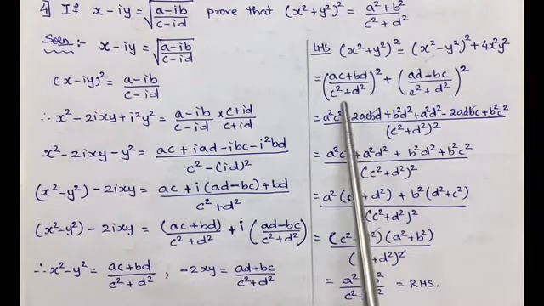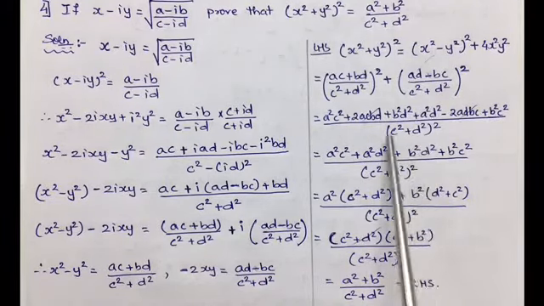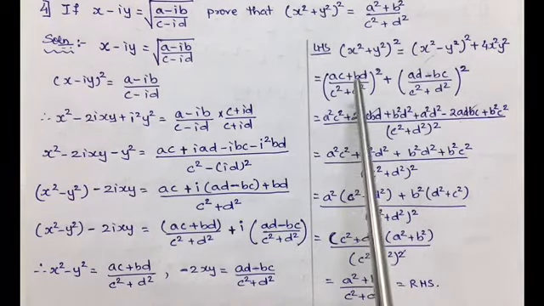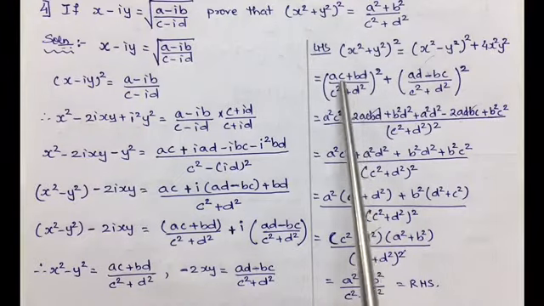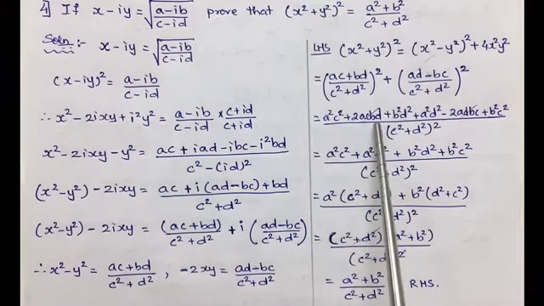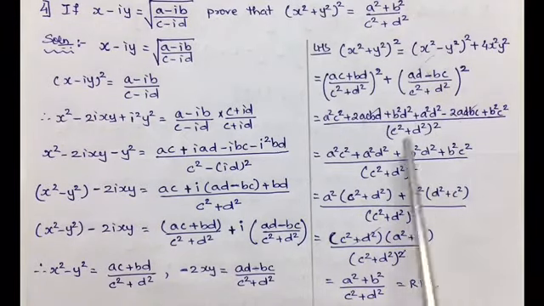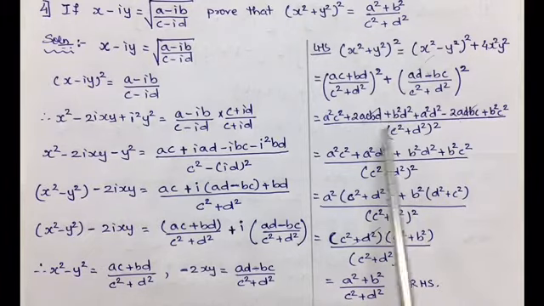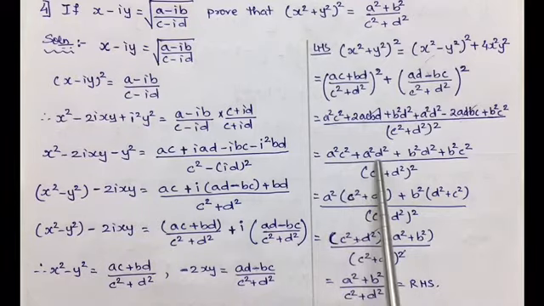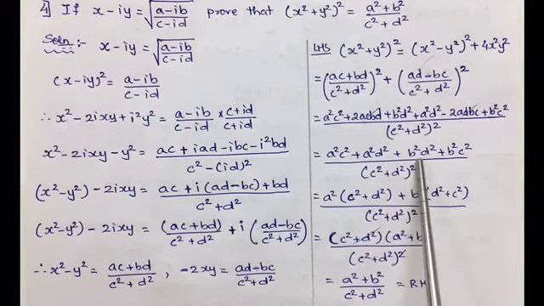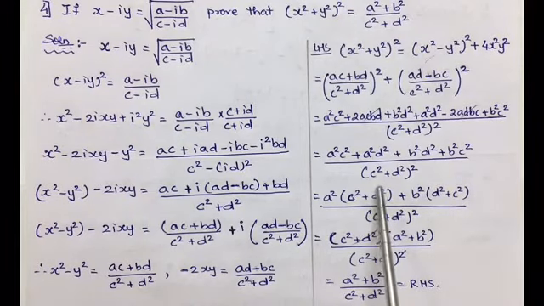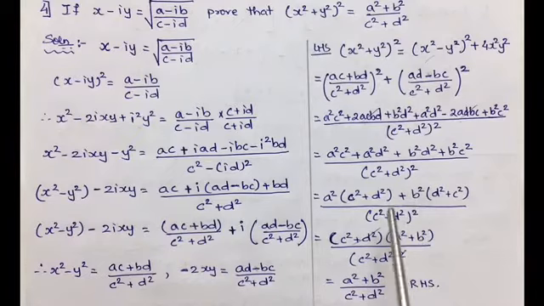Now you will find that both these denominators are the same, so they are taken together as (c square plus d square) whole square. Using the formulas of (a plus b) whole square and (a minus b) whole square and expanding the brackets, we get that the middle terms are getting cancelled. Only what remains is a square c square plus a square d square plus b square d square plus b square c square, whole divided by (c square plus d square) whole square.